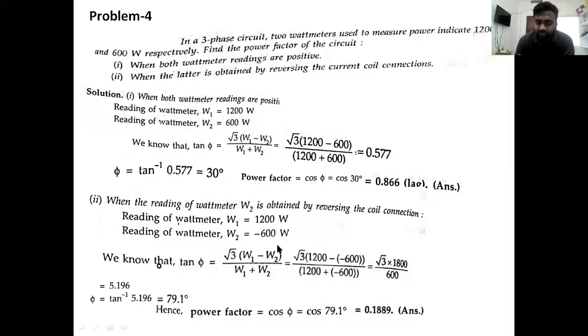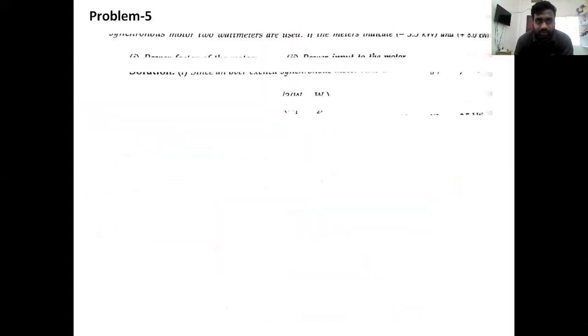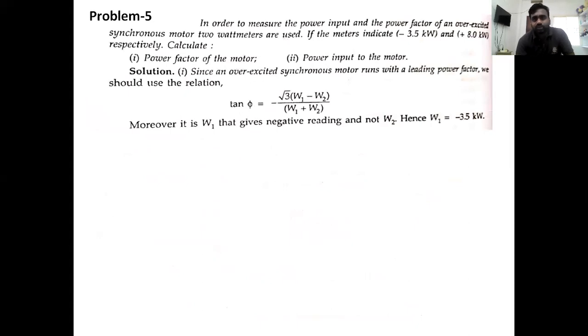Okay, so we go to the next problem, problem number 5. In order to measure the power input and power factor of an overexcited synchronous motor, two wattmeters are used. If the meters indicate minus 3.5 kilowatts and plus 8.0 kilowatts respectively, that means W1 is minus 3.5 and W2 is 8 kilowatts. Calculate the power factor of the motor and the power input of the motor.